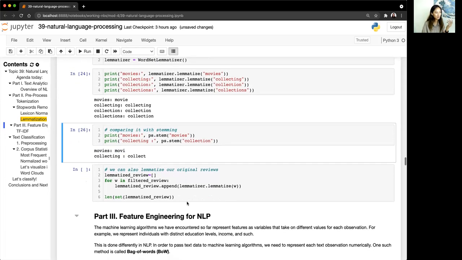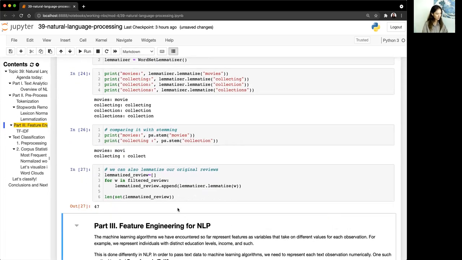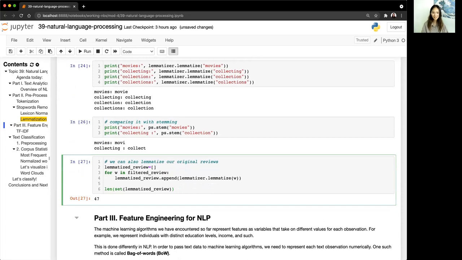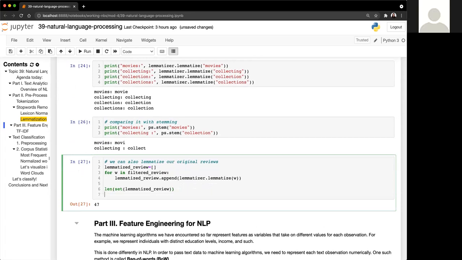All right, so we can lemmatize our original review. Question: lemmatizing, basically, where stemming goes to the root of the word, the root word, lemmatizing simply takes out stuff like plurals, but largely retains the actual word itself in its form.